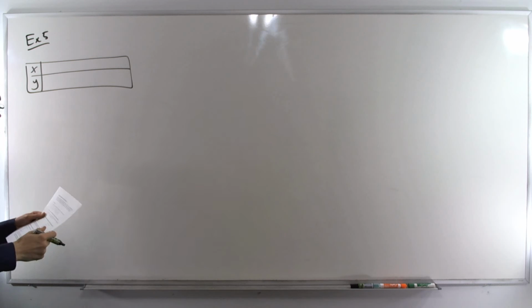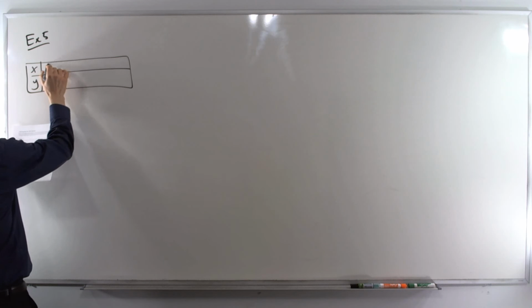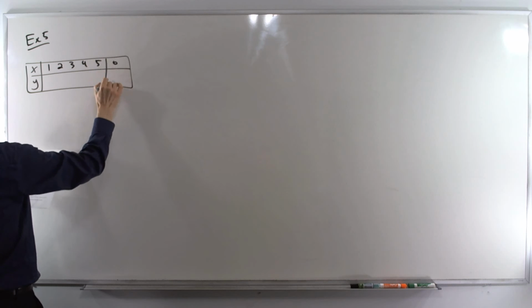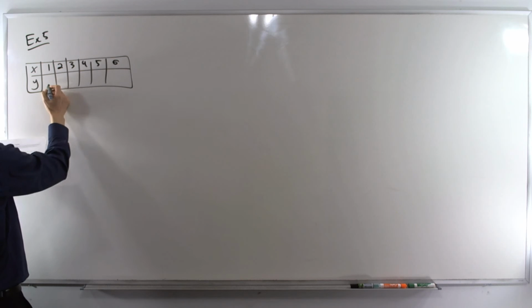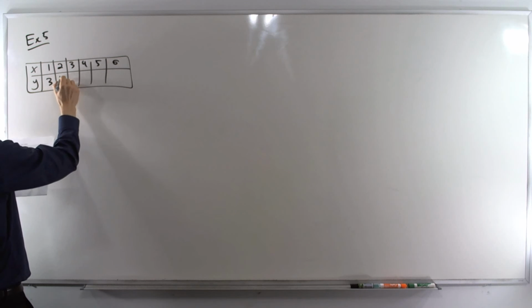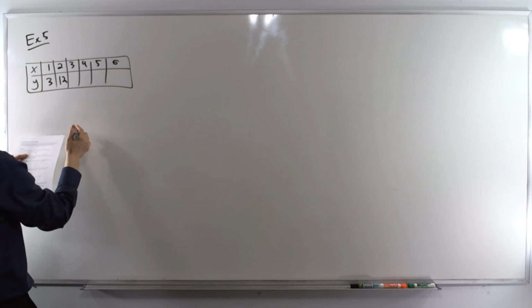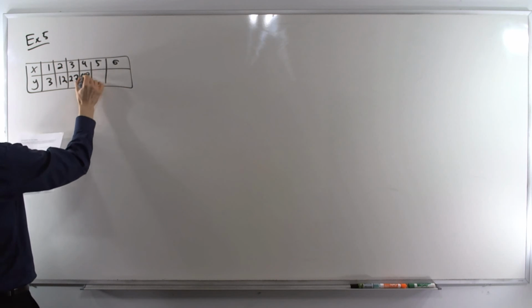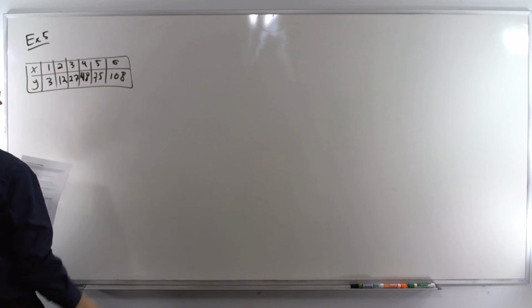So we've got a data set, kind of like the data sets we got from the ski experiment. And we got some values here for x: 1, 2, 3, 4, 5, and 6. And some corresponding values of y. So these are pairs that go together. X, y values, and each column represents a pair that goes together. So 3, 12, 27, 48, and 108.